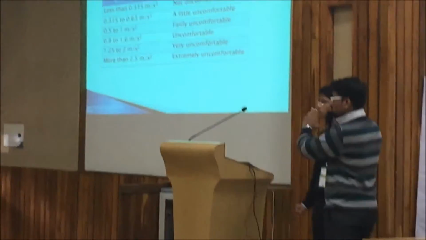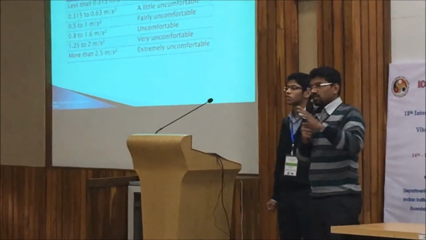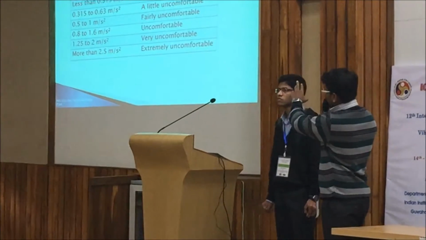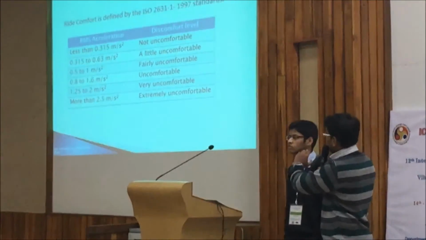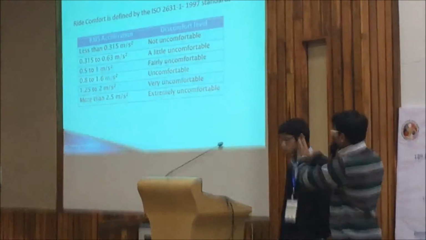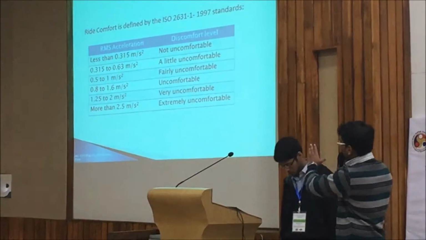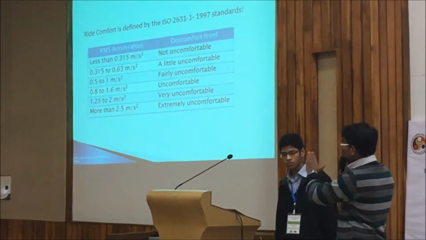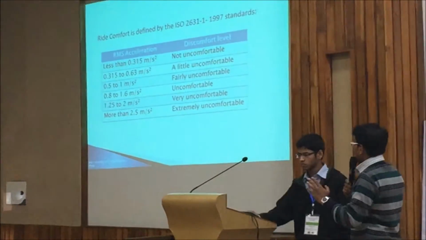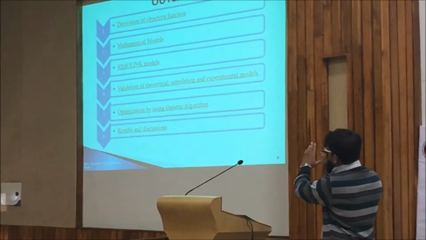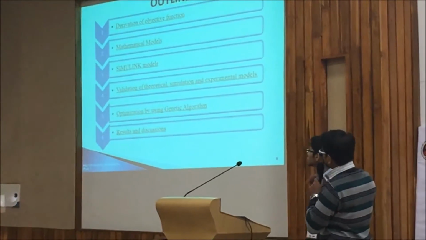By ISO 2631-1997, the conditions are defined such that if the RMS acceleration is less than 0.315 meter per second square, then the discomfort level is not uncomfortable. So if we achieve a value less than 0.315 meter per second square, then we can say that we are in the comfort zone.